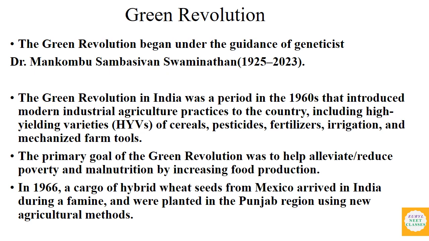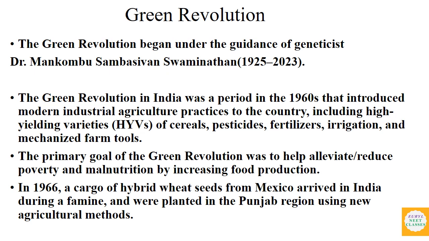So during the 1960s, he introduced modern industrial agriculture practices to the country, including high-yielding varieties of cereals, pesticides, fertilizers, irrigation, and mechanized farm tools. So what is the primary goal of the Green Revolution, ma? To help reduce poverty and malnutrition by increasing food production.